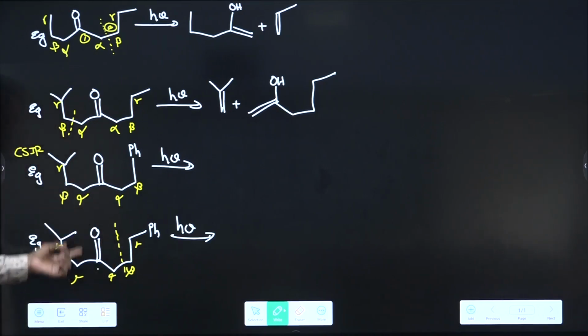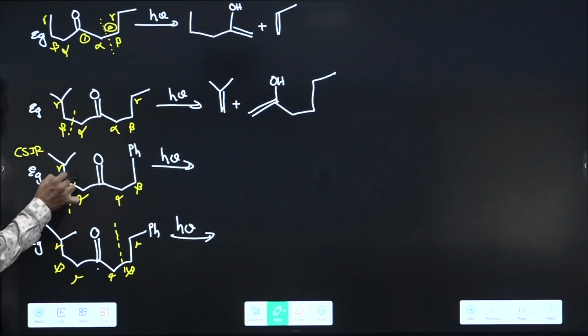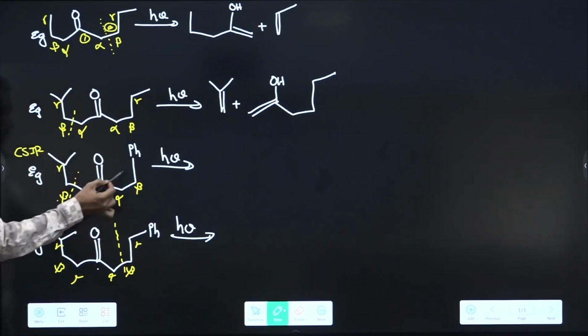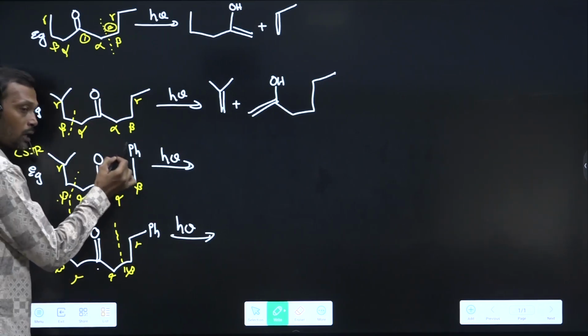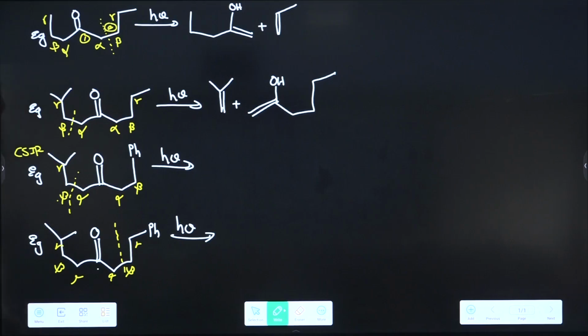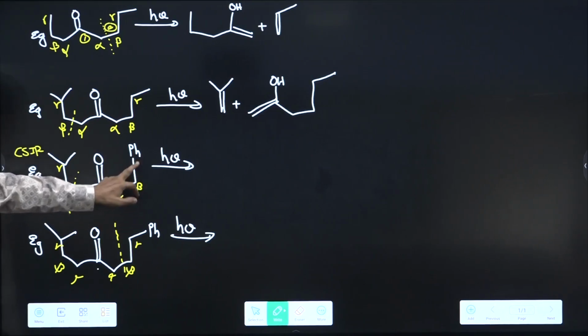Be careful with these two molecules. If this is given, break left side. Why it is not possible? There is no gamma carbon hydrogen. It is not benzyl carbon of gamma. It is a benzyl carbon only, but benzyl beta carbon.